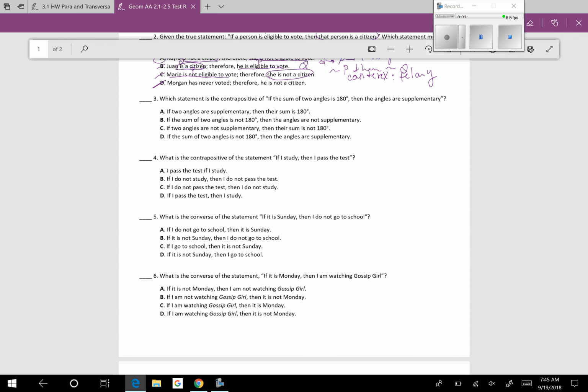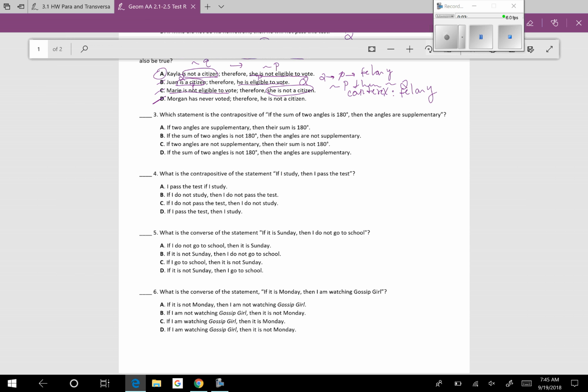Number 4. What is the contrapositive of the statement, if I study, then I pass the test? Again, to show your work, underline your hypothesis and label it, circle and label your conclusion. So you have if P, then Q. Your contrapositive is not Q, then not P. So we want to look for not passing the test, then not study. That's the basis that we're looking for.